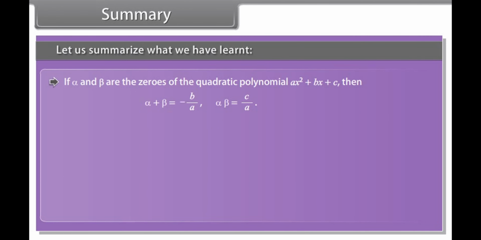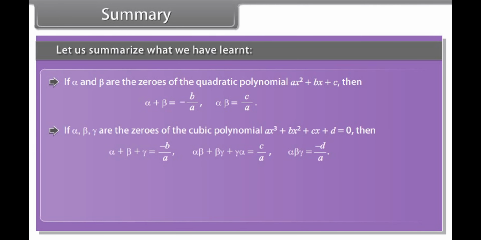If alpha and beta are the zeros of the quadratic polynomial ax squared plus bx plus c, then alpha plus beta is equal to minus b upon a. Alpha beta is equal to c upon a. If alpha, beta, gamma are the zeros of the cubic polynomial ax cubed plus bx squared plus cx plus d equal to 0, then alpha plus beta plus gamma is equal to minus b upon a. Alpha beta plus beta gamma plus gamma alpha is equal to c upon a. Alpha beta gamma is equal to minus d upon a.